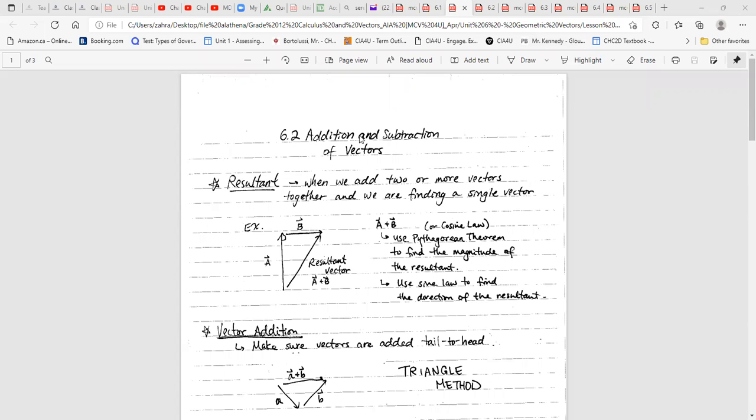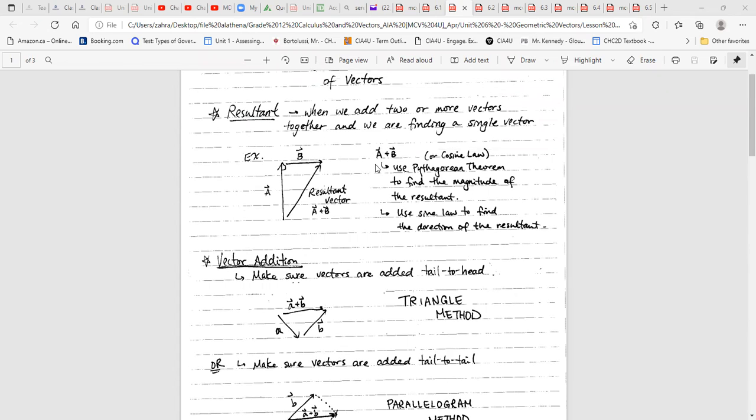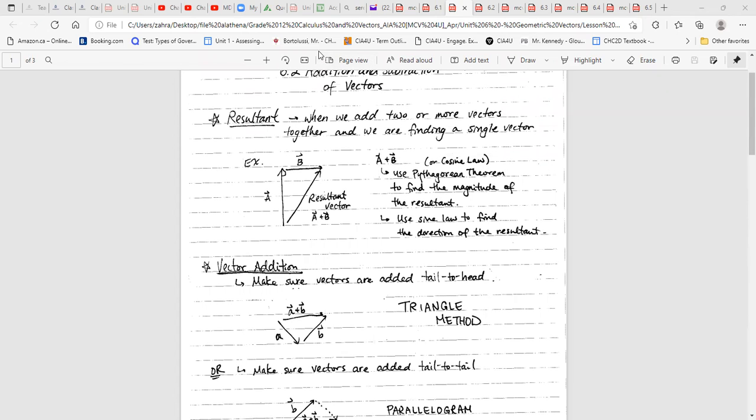Okay, 6.2, addition and subtraction of vectors. When we want to add two vectors, we put them successively after each other. Let's say this is A. Okay, this is vector A, and here is vector B. So A is to the north and B is to the east. If I want to add them, I put them successively after each other.